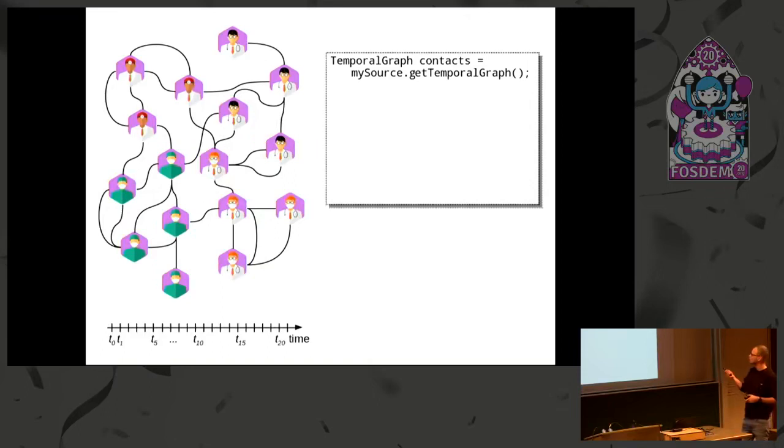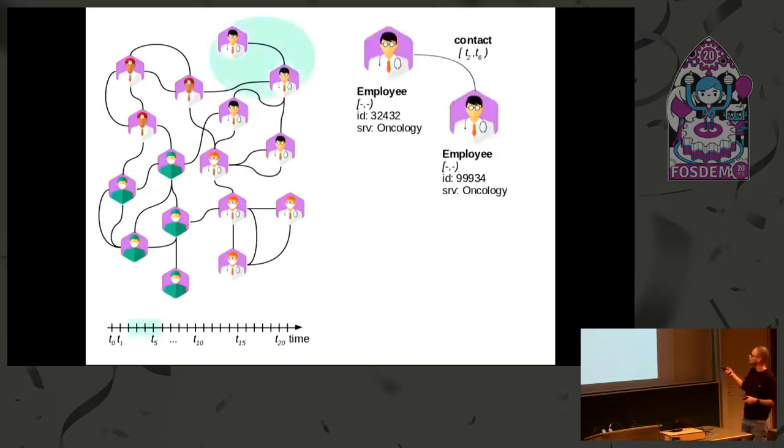Okay, and when we have a look at one specific edge, how it looks, we have two employees of the service oncology. And our contact edge is attributed with this time interval that represents the time when these two people meet each other. So this is the data. On the left side we see, okay, here a 5 time units contact. I marked them here in our timeline just as an example.